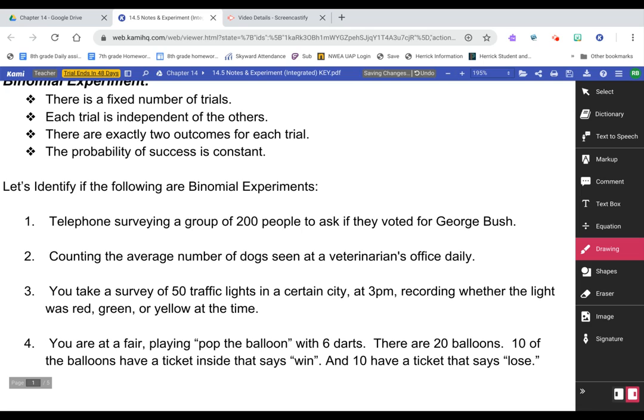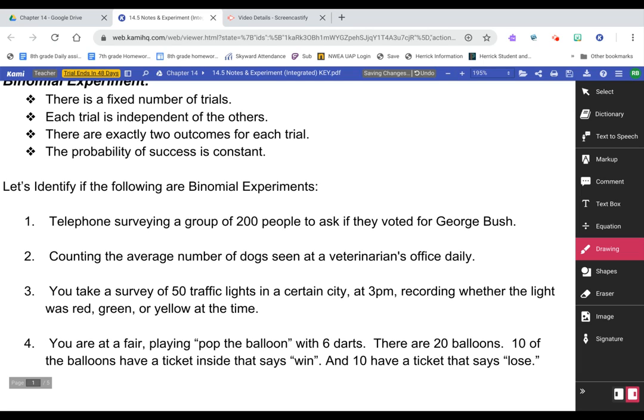And the 4th experiment is you are at a fair playing Pop the Balloon with 6 darts. There are 20 balloons. 10 of the balloons have a ticket inside that says win, and 10 have a ticket inside that says lose. Okay, so the first experiment.